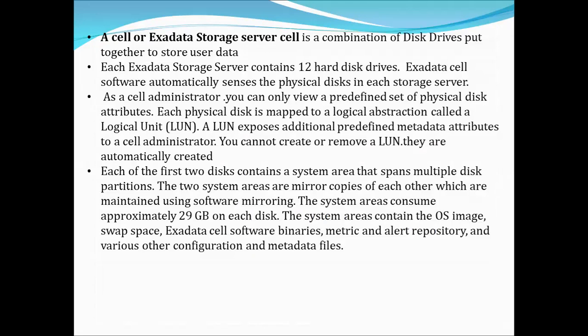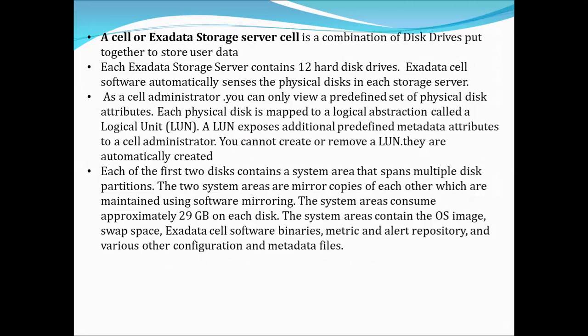A cell, or Exadata storage cell, is a combination of disk drives put together to store data. Each Exadata storage server contains 12 hard disks. The Exadata cell software automatically senses the physical disks in each storage server. As a cell administrator, you can only view a predefined set of hard disk attributes. Each physical disk is mapped to a logical abstraction called a LUN. LUNs expose additional predefined metadata attributes to the cell administrator. You cannot create or remove LUNs; they are automatically created. So when we purchase an Oracle Exadata machine, we already have the disks and LUNs allocated.